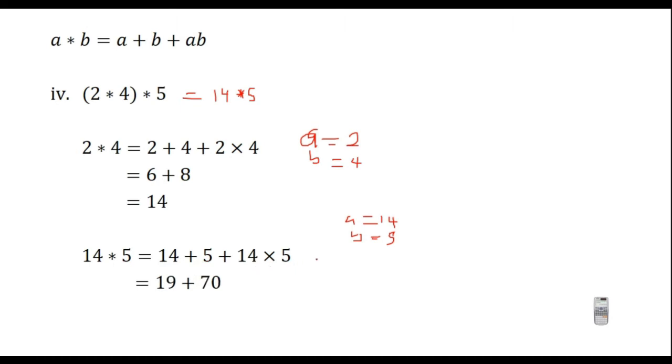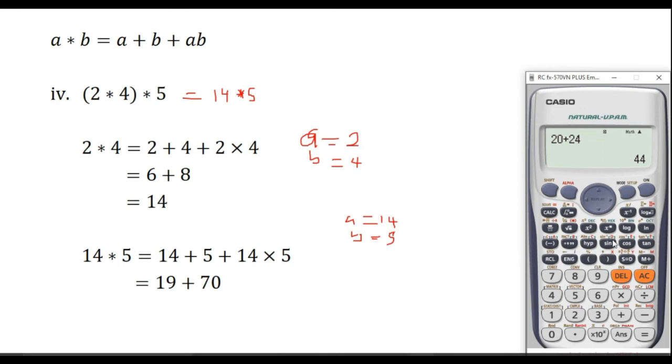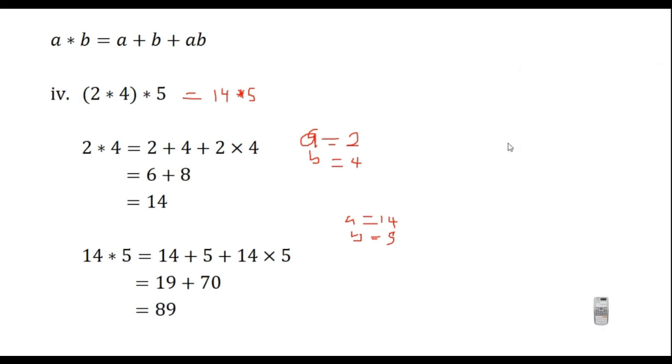We know that 14 times 5 will give us 70. 14 plus 5 will give us 19. So what is 19 plus 70? When you bring out your calculator, we will see that 19 plus 70 will give us 89. So 19 plus 70 is giving us 89.